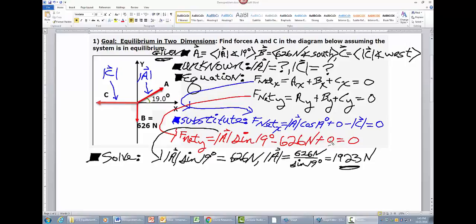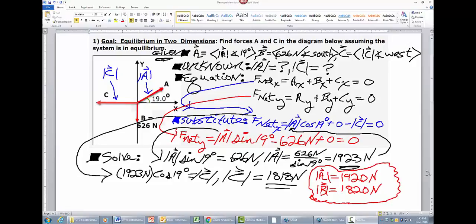From this equation, we get that the magnitude of A times the sine of 19 degrees is 626 newtons. Solving, we get that the magnitude of A is 626 newtons divided by the sine of 19 degrees. Since this is a 3 significant figure problem, we carry 4 significant figures in intermediate steps. We record the magnitude of vector A as 1923 newtons. We've now solved the problem.